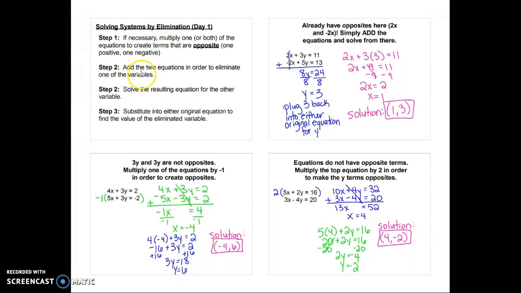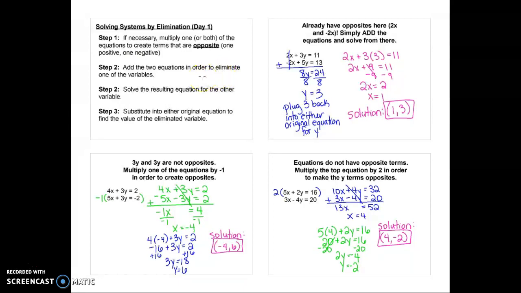Once you make that happen, you are going to add the 2 equations together. Okay, it's very important that you remember that you are always adding with the elimination method. So you're going to add these 2 equations together. That will ideally eliminate one of the variables. Because those variables were opposites of each other, they're going to cancel out. That's our goal, is to make either the x terms eliminate or the y terms eliminate, which is why it's called the elimination method.